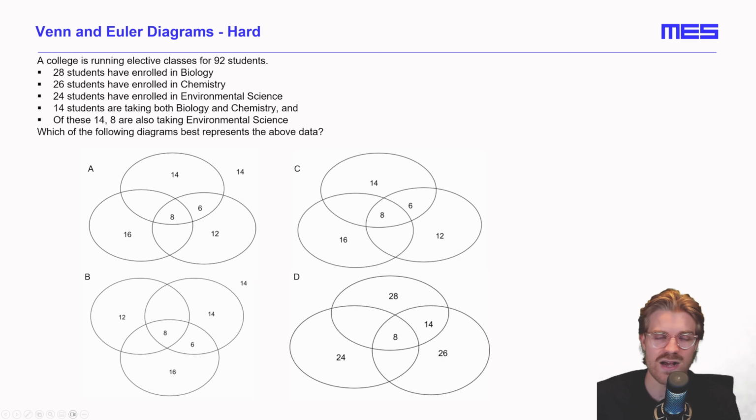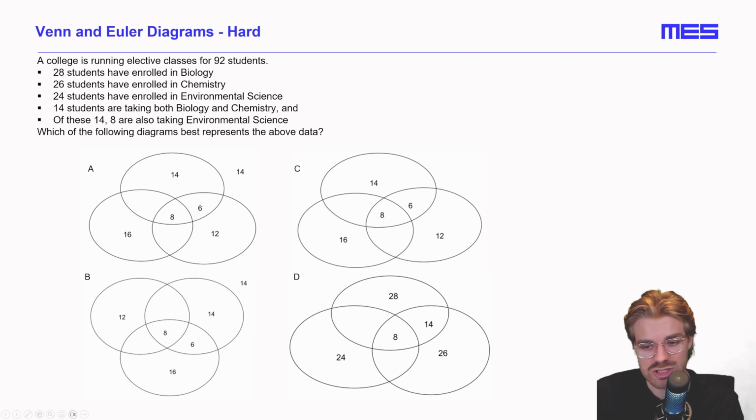Let's take a look at this hard Venn and Euler diagram question. A college is running elective classes for 92 students. 28 students have enrolled in biology, 26 students have enrolled in chemistry, 24 students have enrolled in environmental science, 14 students are taking both biology and chemistry, and of these 14, 8 are also taking environmental science. Which of the following diagrams best represents the above data?